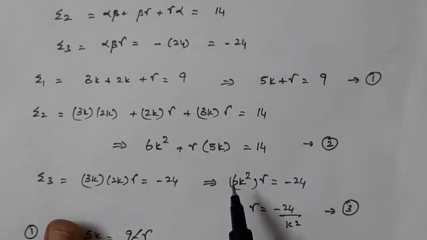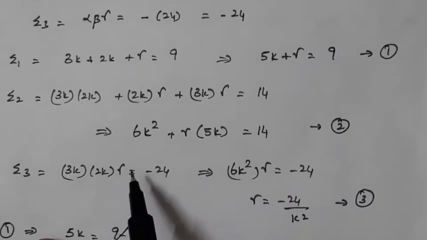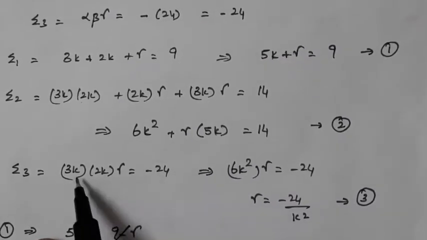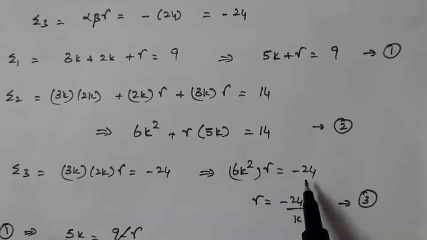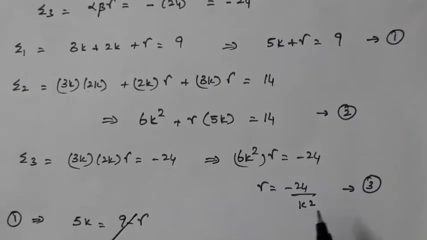Then sigma 3: 3k into 2k into gamma is equal to minus 24. So that is 6k squared gamma is equal to minus 24, or gamma is equal to minus 24 by k squared. So let it be the third equation.